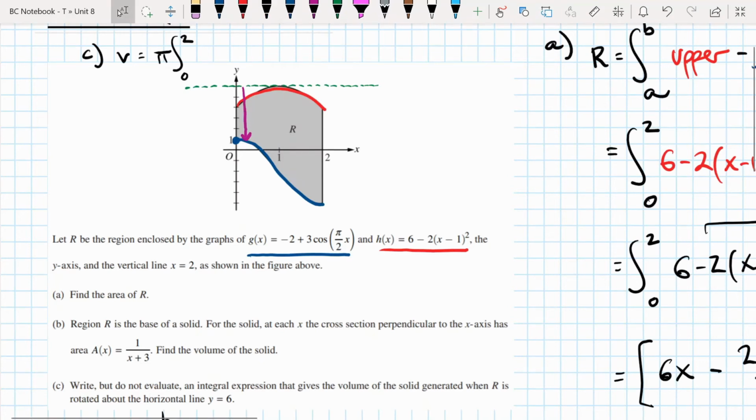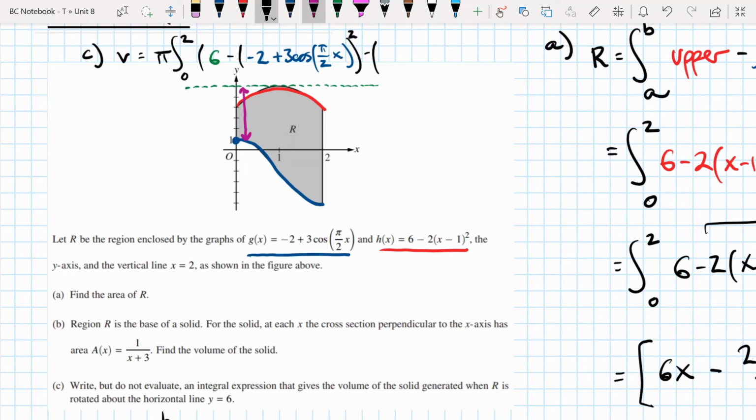Okay, and the way we're going to represent that distance is 6 minus the blue function, which is -2 plus 3 cosine of pi over 2x, minus the distance from the axis of rotation to the function that is closer to the axis of rotation. That is this distance right here.